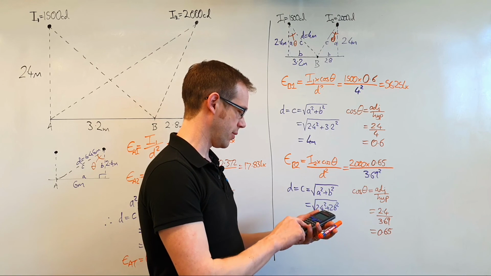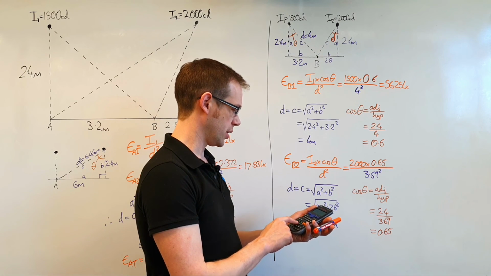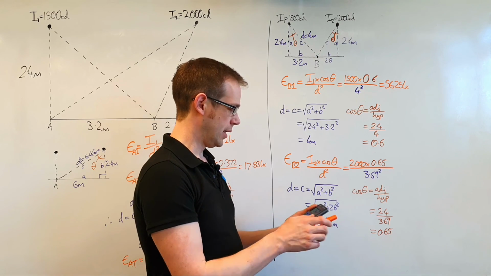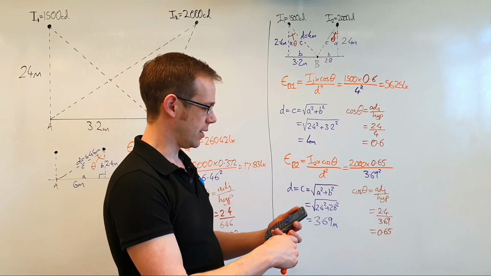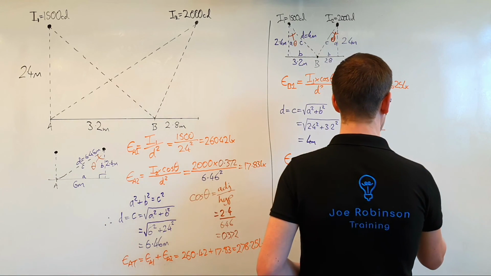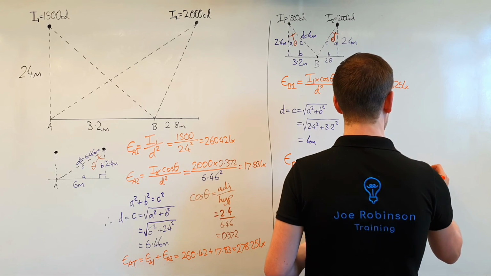So I'll put that into the calculator: 2000 times 0.65 divided by 3.69 squared. And when we hit the equals button, we get 95.48 lux.